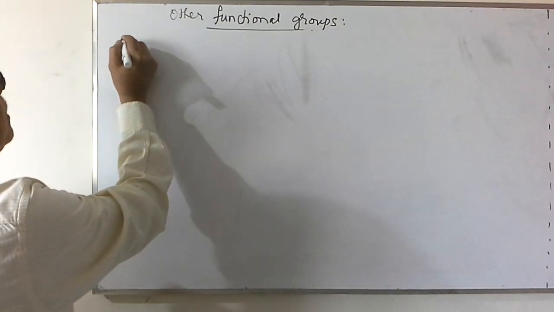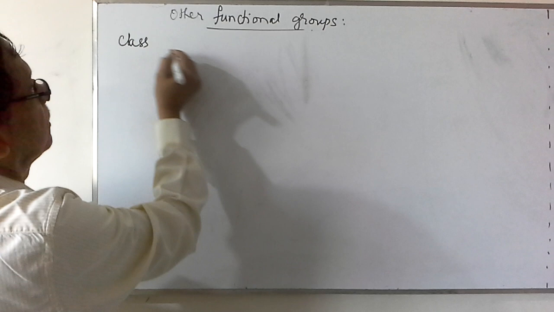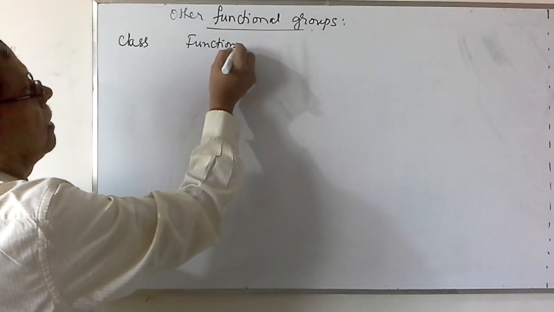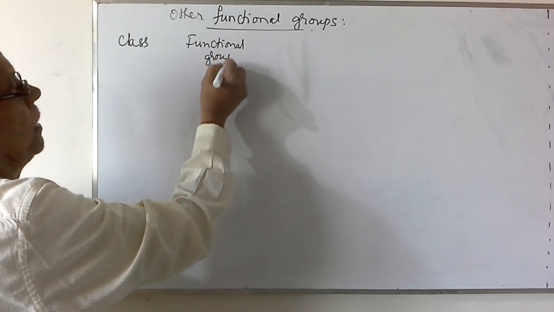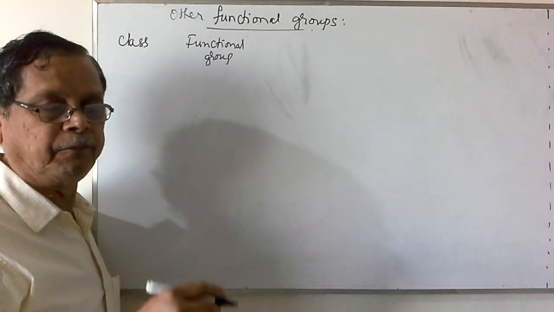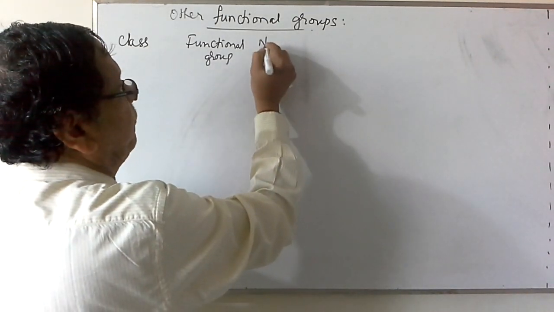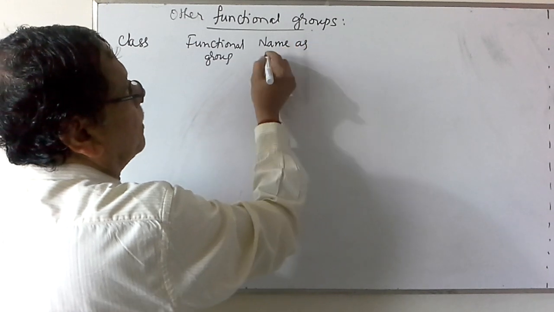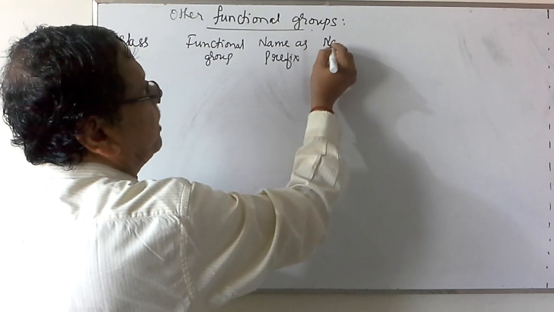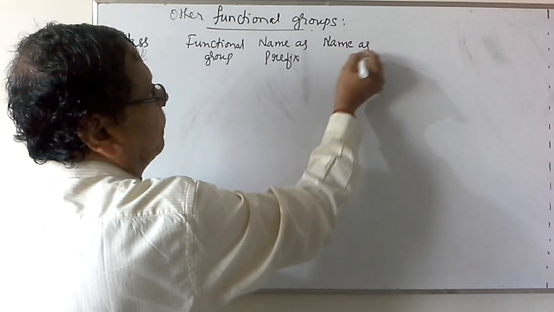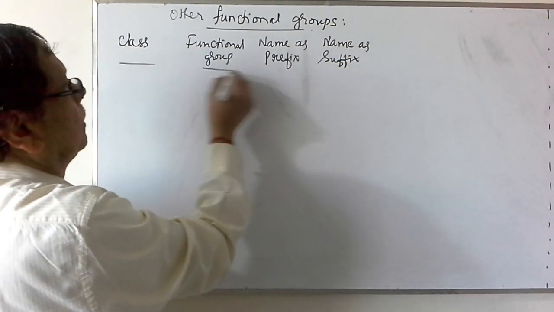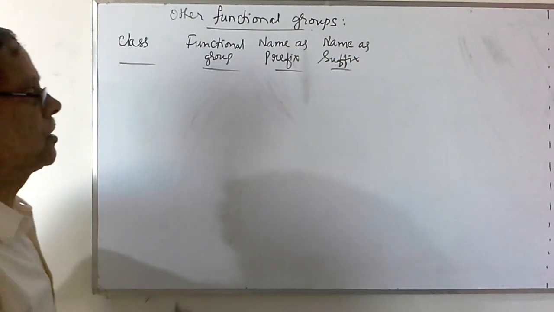So let us consider the class of organic compound, functional group. And if this functional group is to be named as a prefix, then name as prefix. If this is the priority group, then we have to name this as suffix. Name as suffix. Now let us consider these various functional groups.